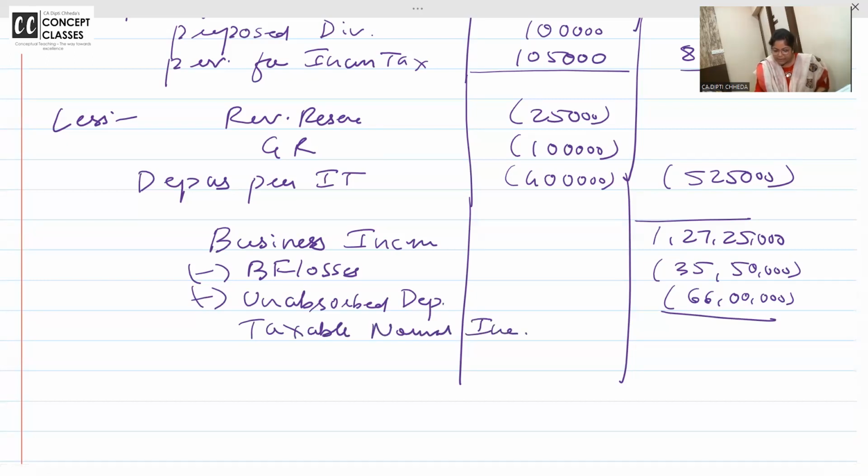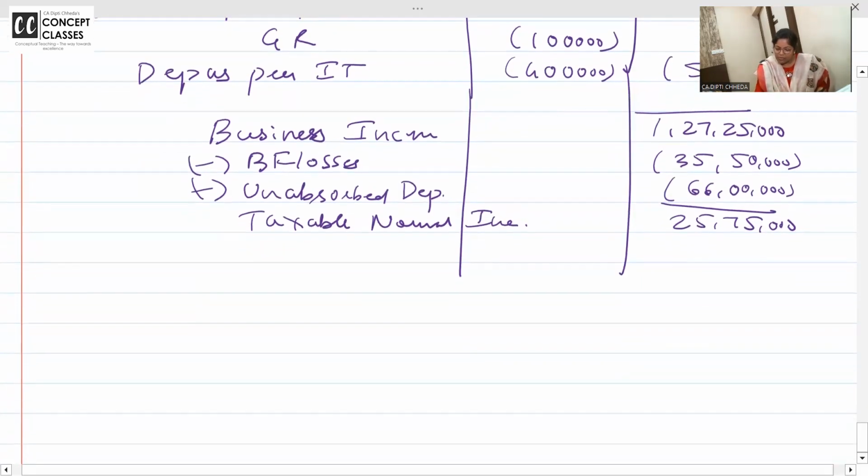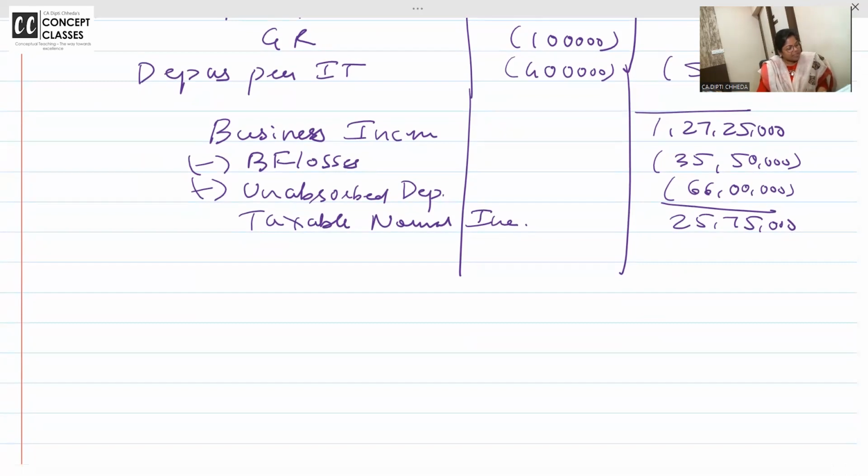Normal taxable income. 25,75,000. And on this, I took unabsorbed depreciation and all. So from my business income, I am allowed to deduct both. If there are any 80G and all deductions, that also you give. In MAT it is not available, here it is available.